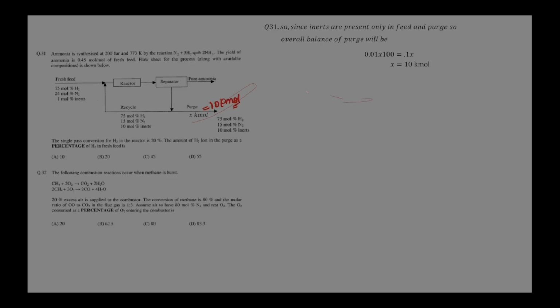Okay, now H2 in purge: 0.75 into 10, 7.5. Now the amount of H2 lost in purge, 7.5 is the amount, total 75, into 100 is equal to 10%. 10% is the answer. Okay.